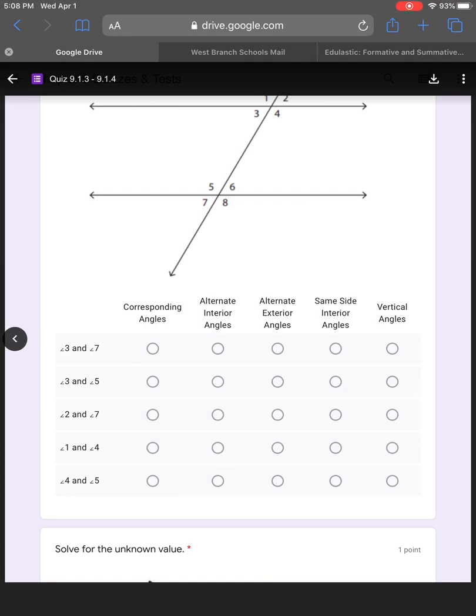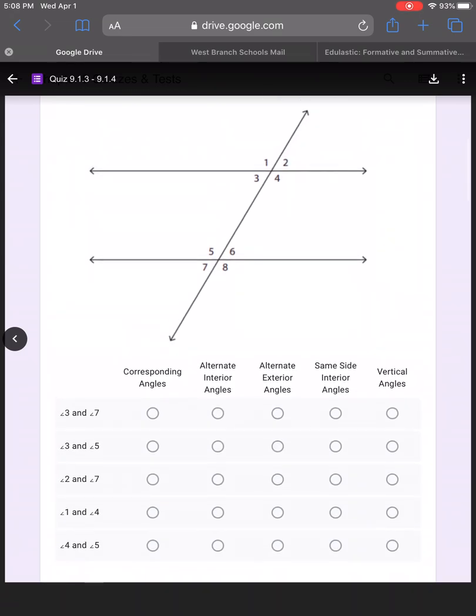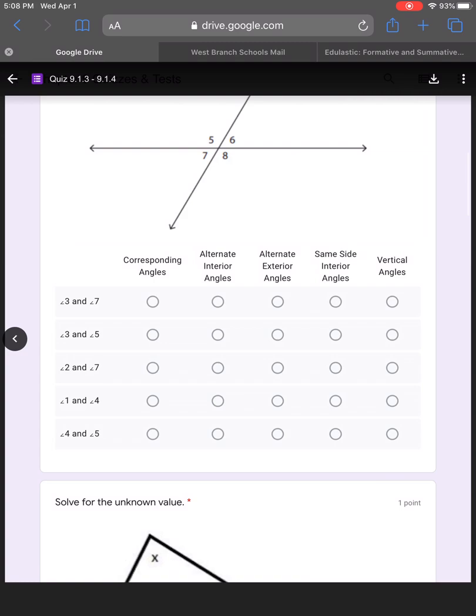And last, angle 4 and 5. Are those corresponding angles, alternate interior angles, alternate exterior angles, same side interior angles, or vertical angles?